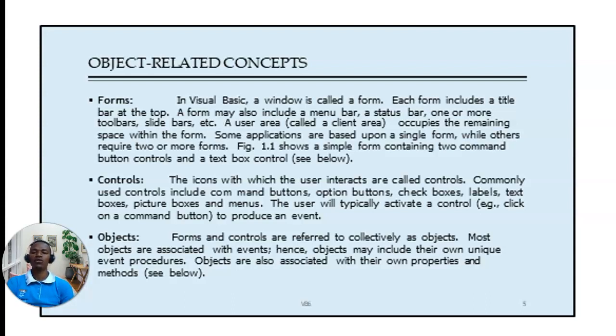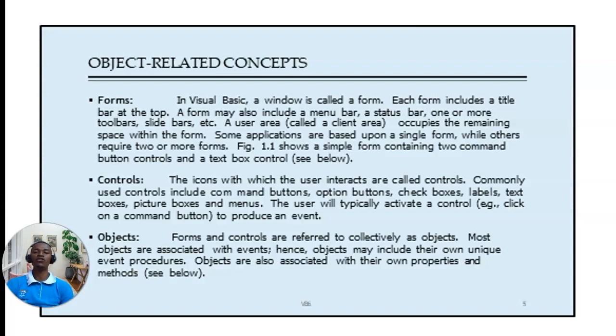Number two, on terminology, we have controls. These are icons which the user interacts with. Controls commonly used are command buttons, option buttons, checkboxes, labels, text boxes, picture boxes, and menus. The user will typically activate a control by clicking on it to produce an event.